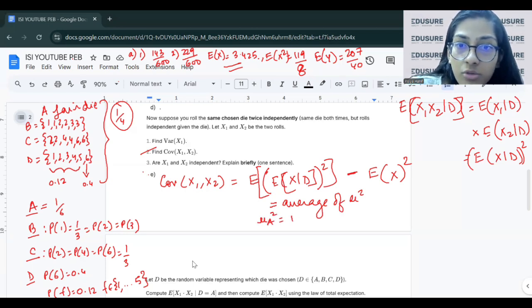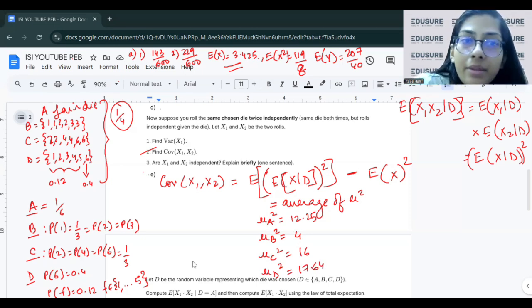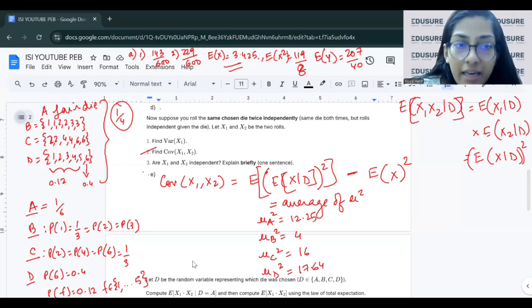Mu a square is going to be 12.25. Mu b square is going to be 4. Mu c square is going to be 16 and mu d square is going to be 17.64, right. This is basically the expectation of a, b, c, d, which has just been squared. So the mu squares are all done. Now the average of mu square.